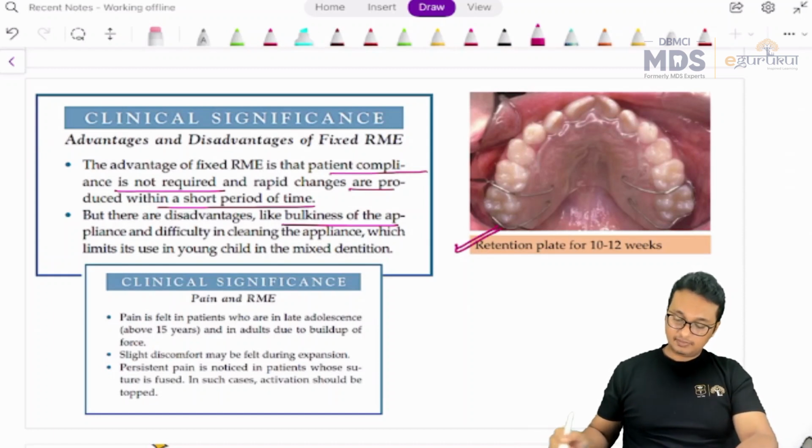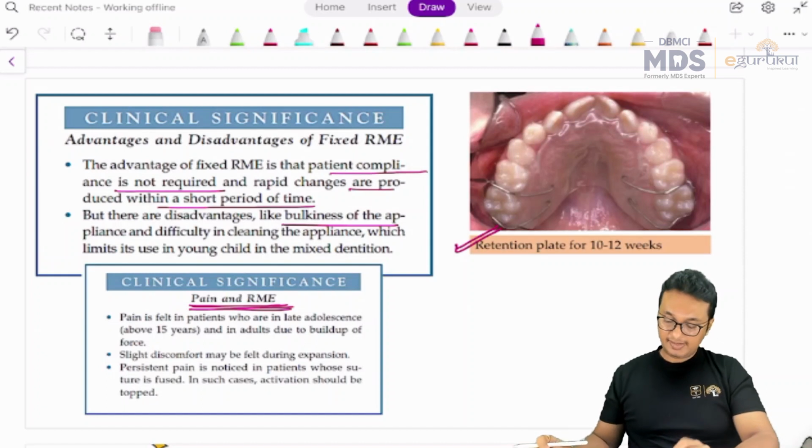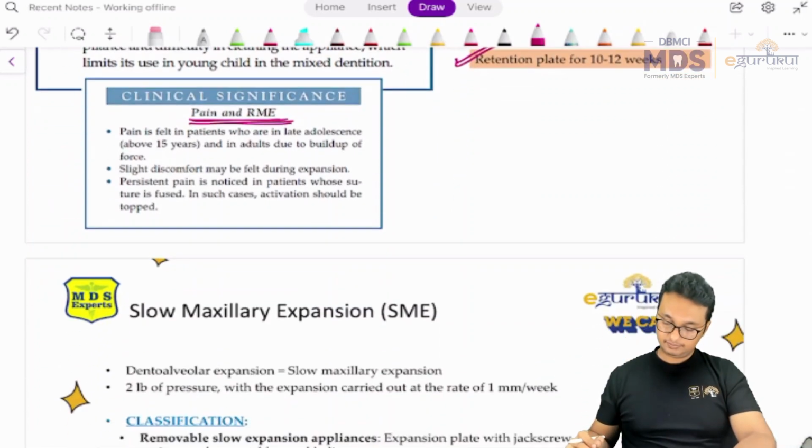Clinical significance: pain and RME. I told you earlier, whenever there is inflammation because of bone remodeling, because of suture fibroblast proliferation, inflammatory mediators are there. So that is perceived by the patient in the form of noxious stimuli known as pain. So pain is felt in patients who are in late adolescence, above 15 years of age, and in adults due to buildup of the force. Slight discomfort may be felt during the expansion, and persistent pain is noticed in patients whose sutures are fused. In such cases, activation should be stopped.